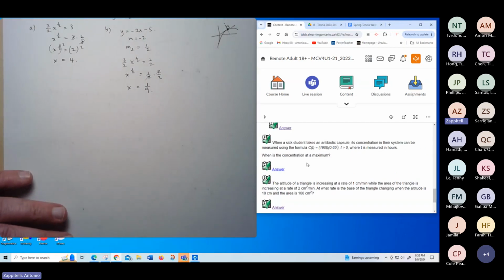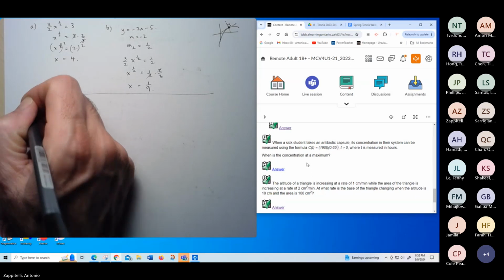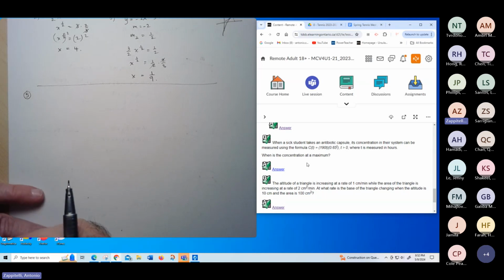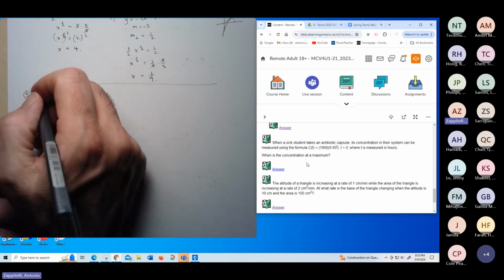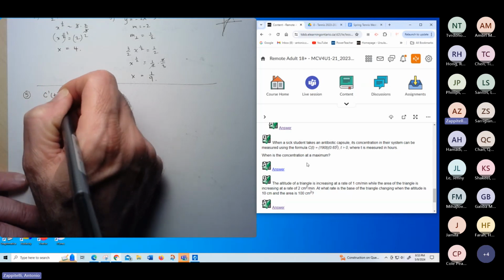All right, so let's take a look at the next question. It says when a sick student takes an antibiotic capsule, its concentration in their system can be measured using that formula. Okay, when is the concentration at a maximum? Okay, so we should know that when we're looking for maximum and minima, we're going to start by trying to determine when the derivative is equal to 0.